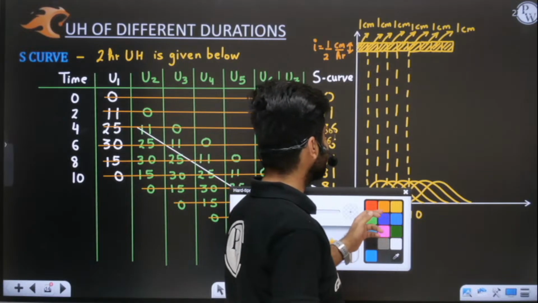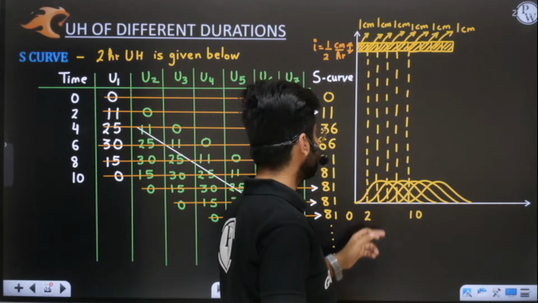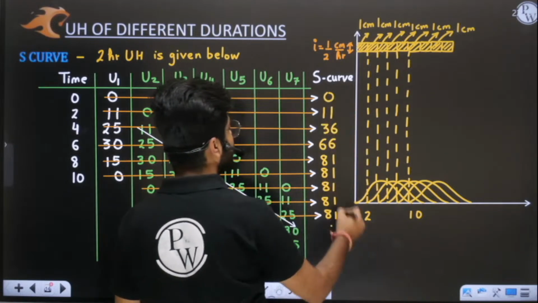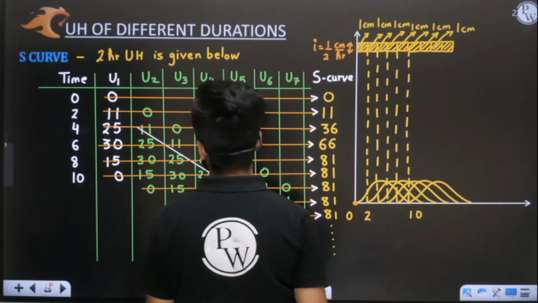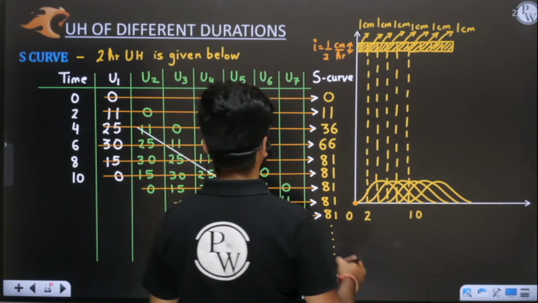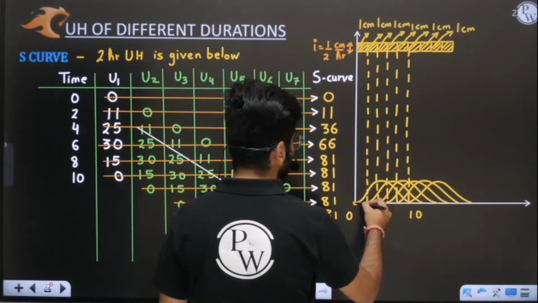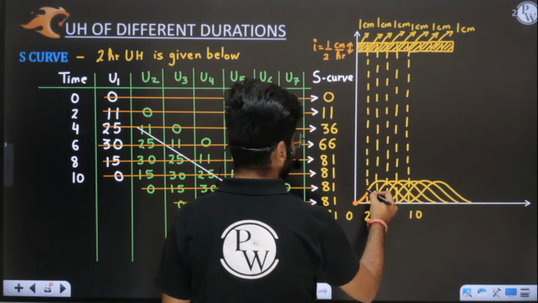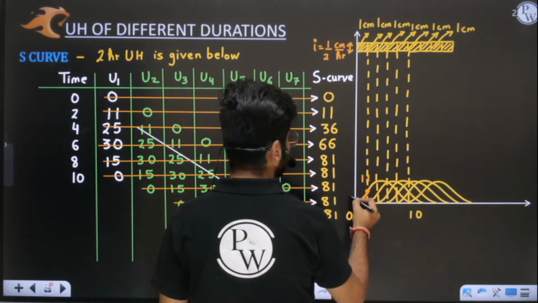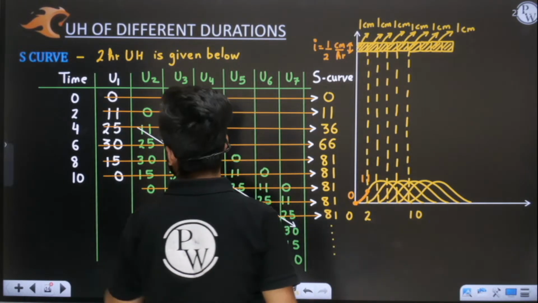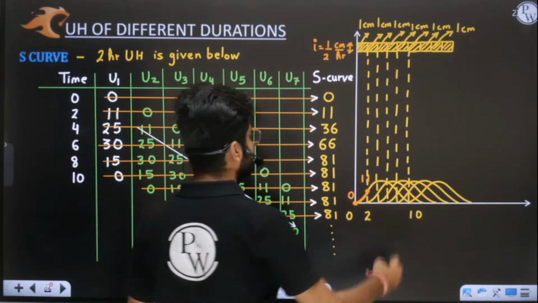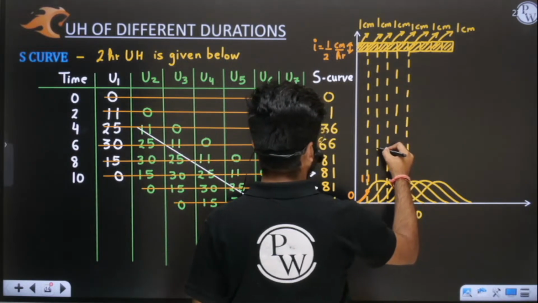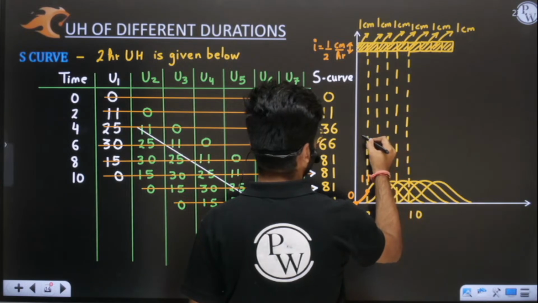I will draw the S curve with this ink. So 0 is the first ordinate. 0 at 0. At 2 we have a value of 11. So this is 11. This is 0. Then at 4 hours we have a value of 36. Now the graph will shoot up. This is 36.